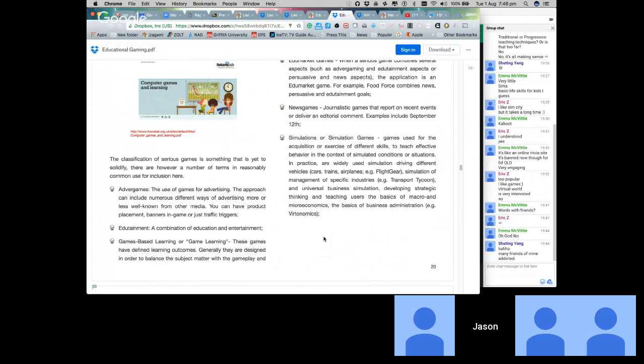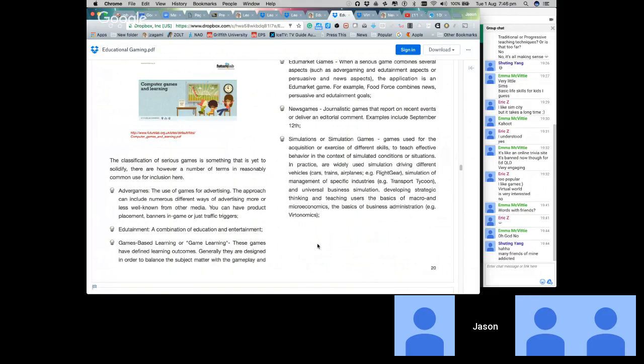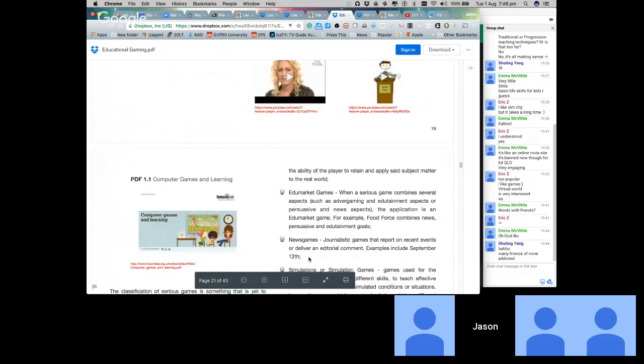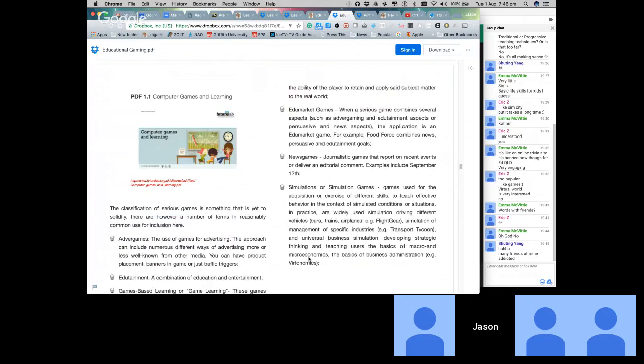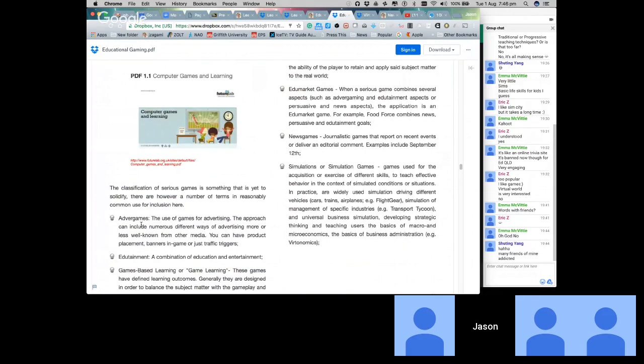Game-based learning is where we have specific games developed for use by students. The edu market is where we have other games such as The Sims and SimCity that can be used in education. And there's also some popular ones such as Food Force, where students learn about healthy eating and buying food and combining foods to make a good meal. Then you've got news games and what we talked about before, simulations.